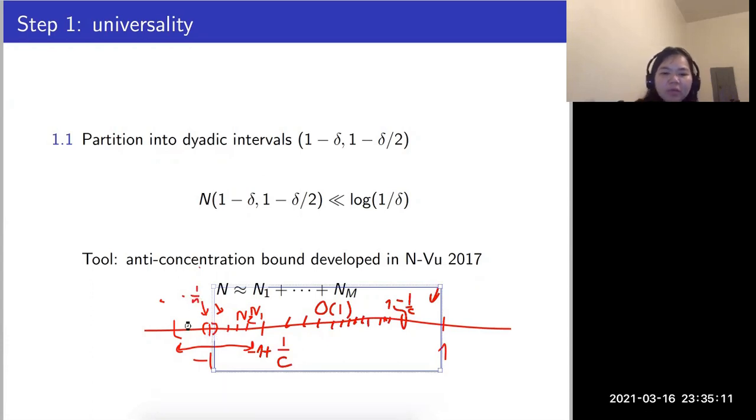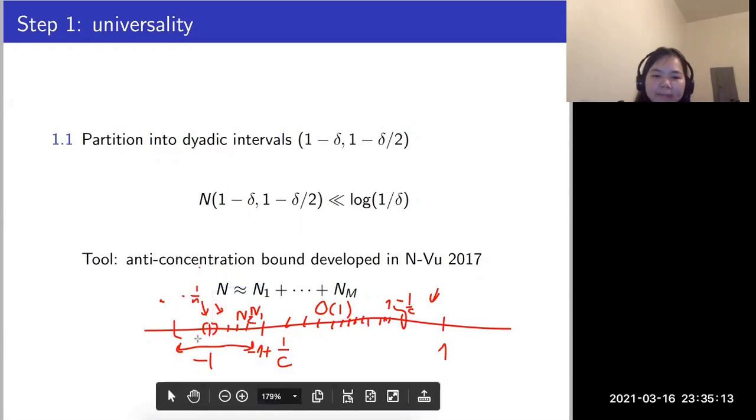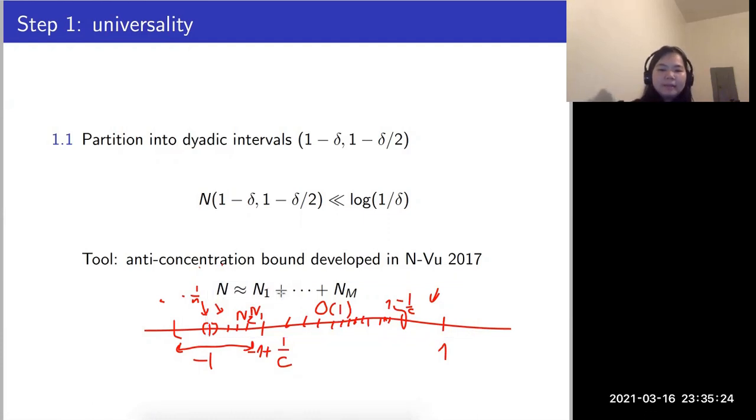In this interval, there is also only a constant number of roots. And so these are all of the ni, and the number of real roots is about the sum of these ni. So that's the first step, making a sum of random variables.